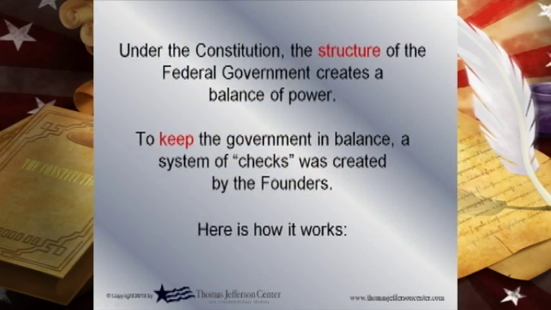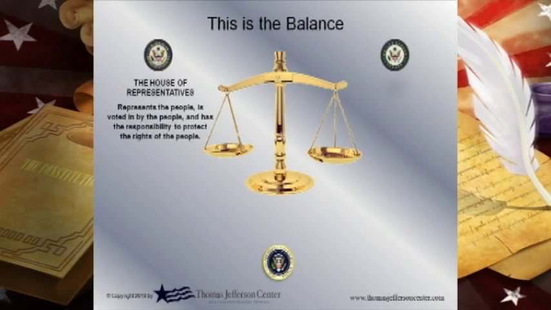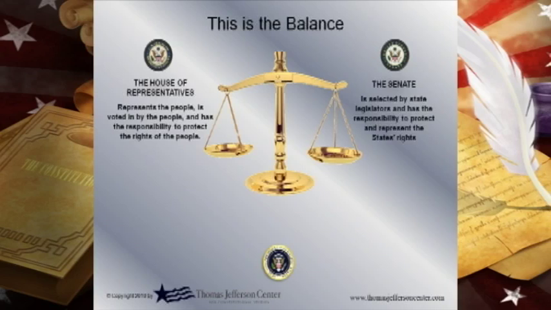Under the Constitution, the structure of the federal government creates a balance of power. To keep the government in balance, a system of checks was created by the founders. Here is how it works. This is the balance. The House of Representatives, that represents the people, is voted in by the people and has the responsibility to protect the rights of the people. On the other side, we have the Senate, which is selected by state legislators and has the responsibility to protect and represent the states' rights. And the president would be the administrator on behalf of the House and the Senate.